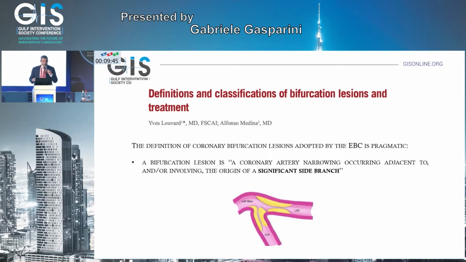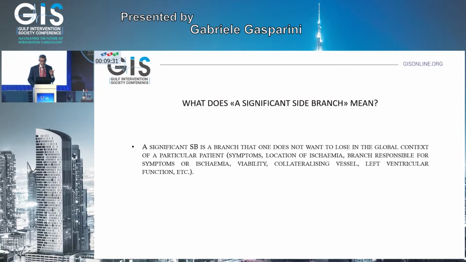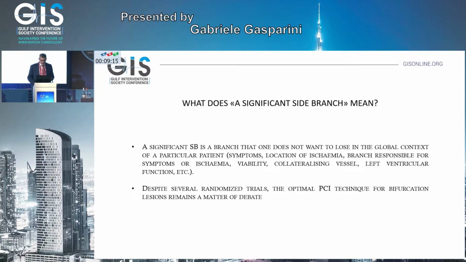First of all, we can start once again to consider the definition of coronary bifurcation. From the ABC, it's quite pragmatic: a coronary artery narrowing occurring adjacent to and/or involving the origin of a significant side branch. What does a significant side branch mean? It is a branch that the operator does not want to lose in the global context of a particular patient. But this definition is quite general, so it does not provide us the right answer.